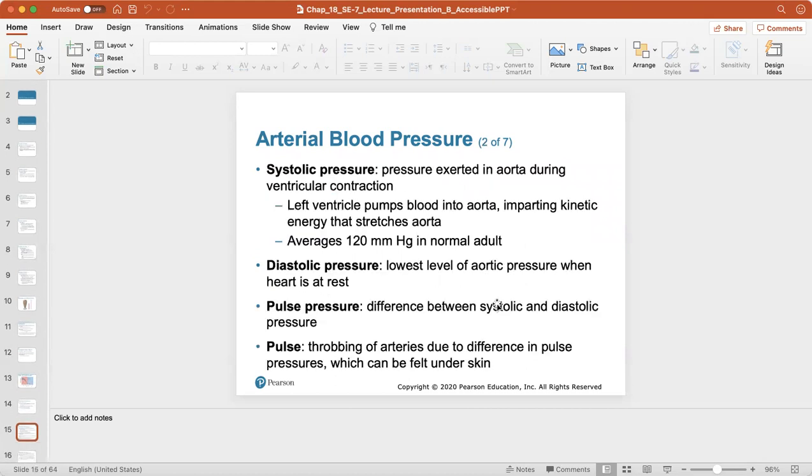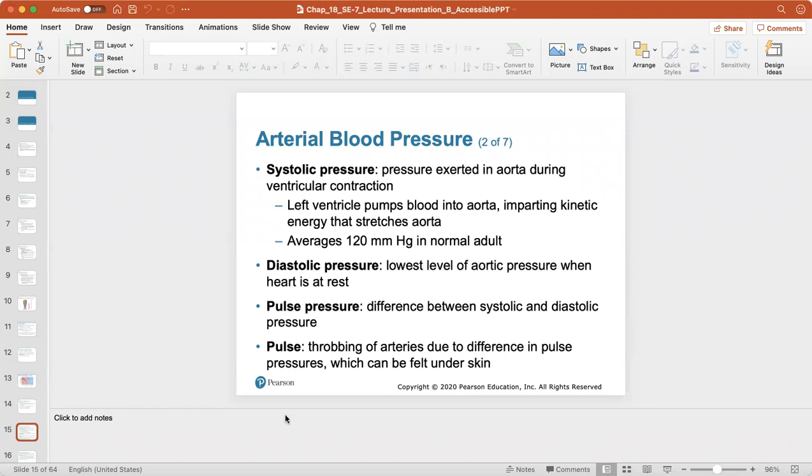Systolic pressure is the pressure exerted in the aorta during ventricular contraction. The left ventricle pumps blood into your aorta, which imparts a kinetic energy that stretches your aorta. The average systolic pressure in a normal adult is 120 millimeters of mercury. The diastolic pressure is the lowest level of aortic pressure when the heart is at rest. And the pulse pressure is the difference between systolic and diastolic pressure.